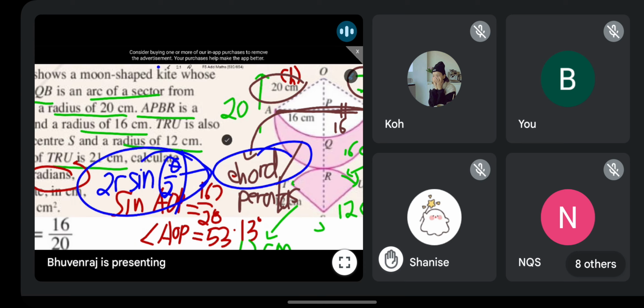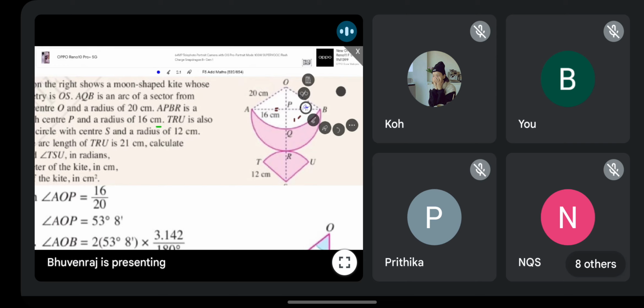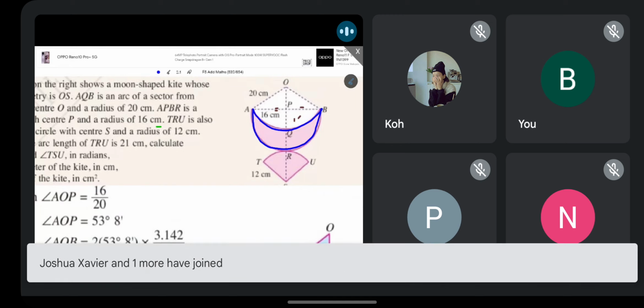Okay, so we go on to part B. Okay, so for part B, they ask you to count the perimeter of the kite. Okay, perimeter lelayang. So this one not that hard also, you can do. So let me see. Okay, so basically, the kite. So first of all, you must find the AQB length. Okay, kamu kena cari panjang lengkok AQB. And also you need to get ALB. Okay, all of this is the kite actually. Okay, semua ni adalah lelayang.